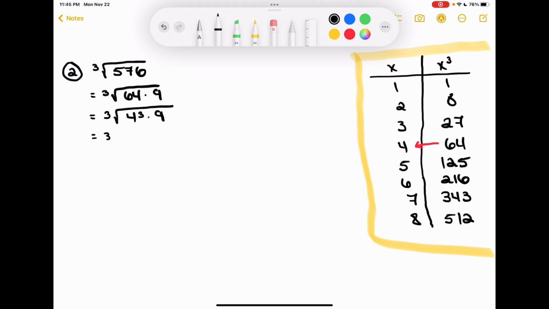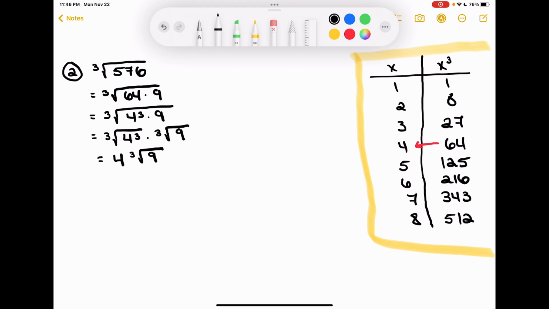Yet again, we can separate those. We get the cube root of 4 cubed times the cube root of 9. And the cube root of 4 cubed is just going to give us 4. And then we're going to leave our cube root of 9, because we can't take the cube root of 9 without having some form of a decimal. So that would take our entire radical and convert it into a mixed radical.